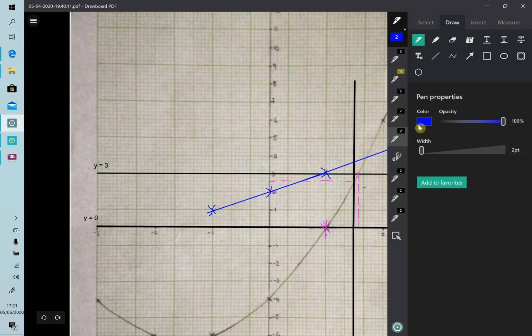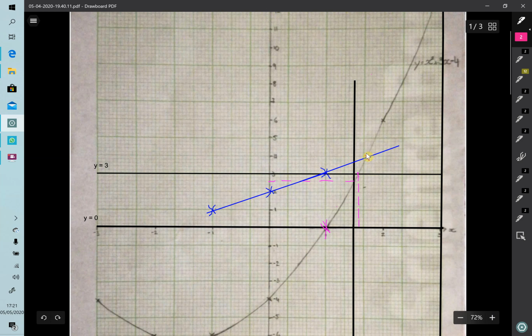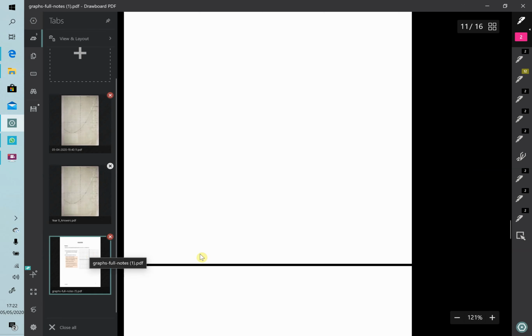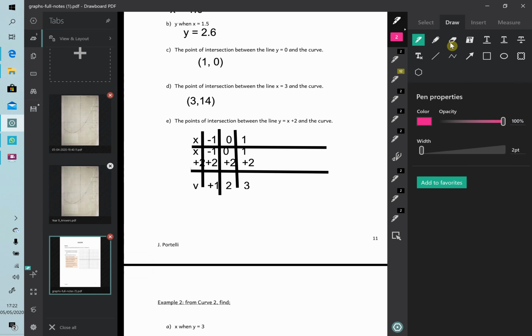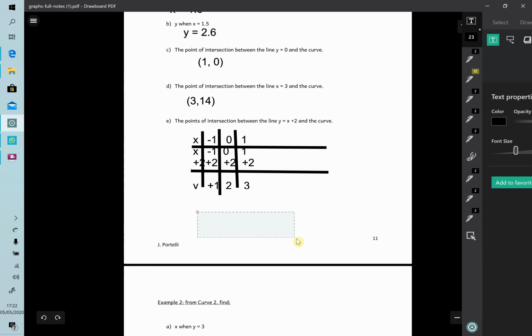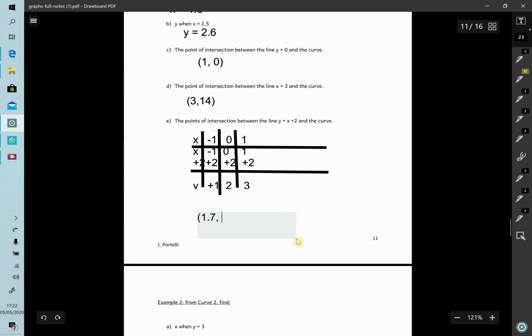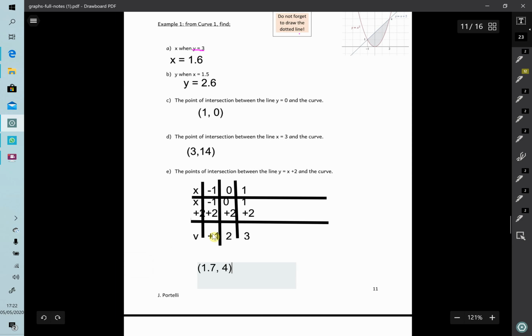Now where they are intersecting is over here, and I need to read the point as neatly as possible, and the coordinate over here. This was 1.5, 1.6, 1.7, 1.8, comma 4. So my point of intersection is 1.7, comma 4. If you got 1.8, it's also correct. So 1.7, comma 4. Good. That is today's lesson.